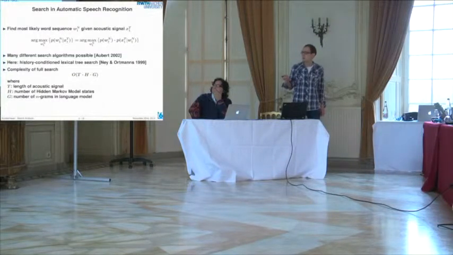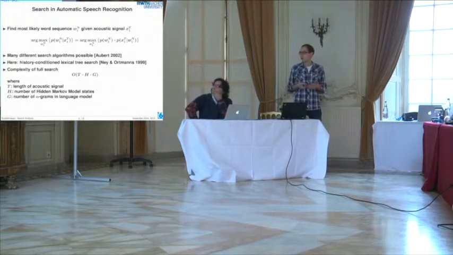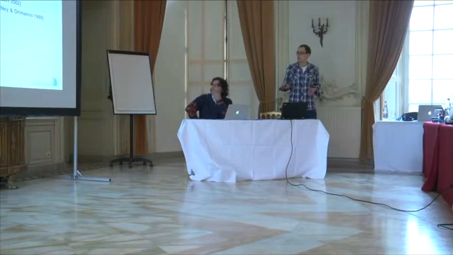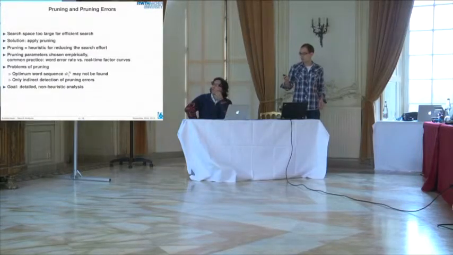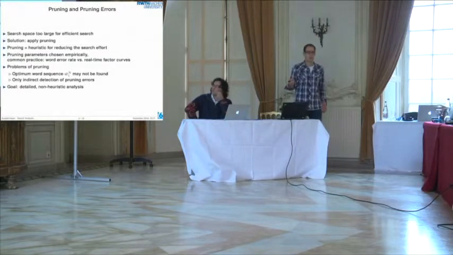Even though it's just linear, it's really very, very huge, because there can be billions of n-grams and hundreds of millions of hidden Markov model states, and also the time sequence can be rather long. And so the result is that we have to do something to reduce the search space size. And this usually means that we have to apply some pruning technique. At this point, it should be stressed that this is just a heuristic for reducing the search effort. So maybe not so perfectly well designed. And usually there are also some pruning parameters and we have to somehow choose them empirically.